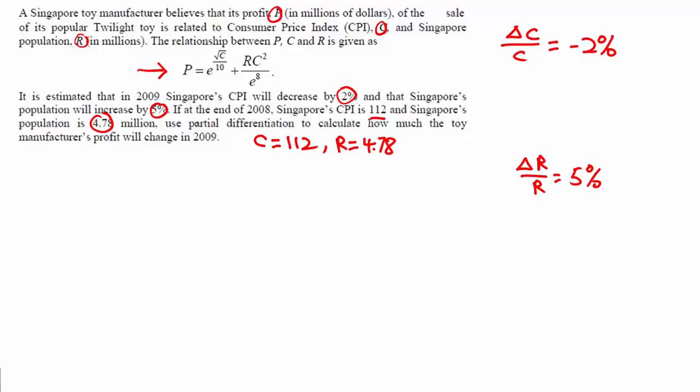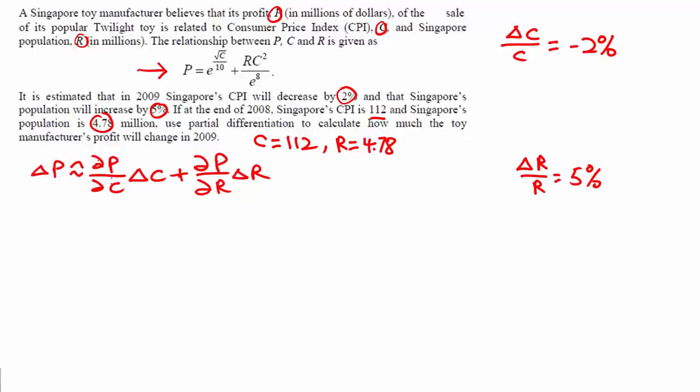So you're asked to use partial differentiation to calculate how much the toy manufacturer's profit will change. This means that you're actually finding delta P. So let's construct the equation for delta P first. So it is known that P is equals to this relationship. So P is depending on variables C and R. Delta P is partial P divided by partial C times the change in C plus partial P divided by partial R times the change in R. So let's find out each individual term first.